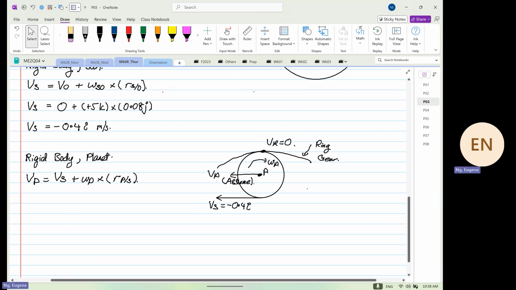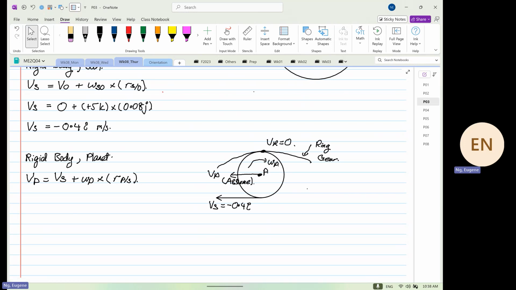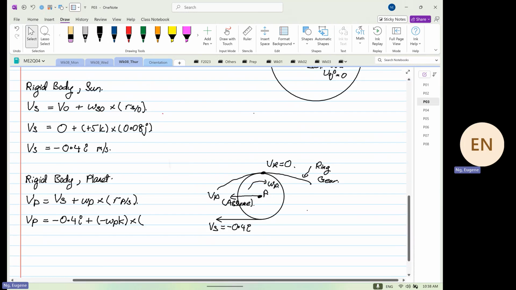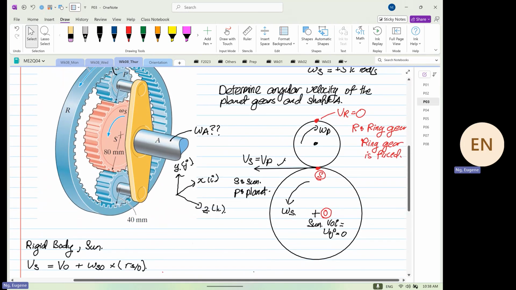So from here, we can write out our VP, and we know that it is only in the I direction. So VP is equal to Vs, which is minus 0.4 I, plus, going in the clockwise direction, minus omega pk cross R S. So S is down here, P is up there, and the radius of the gear is what?